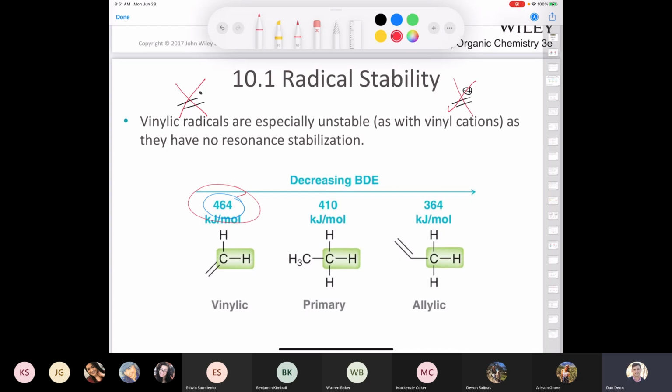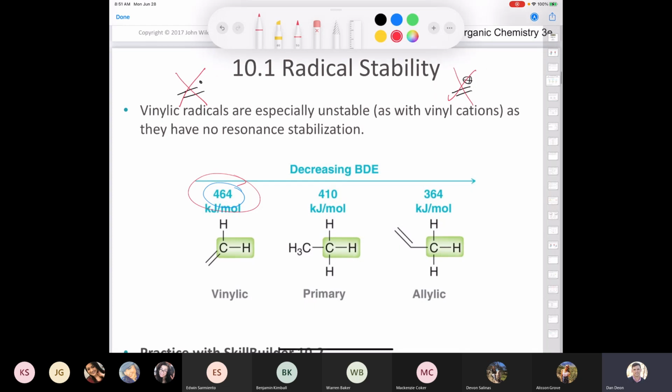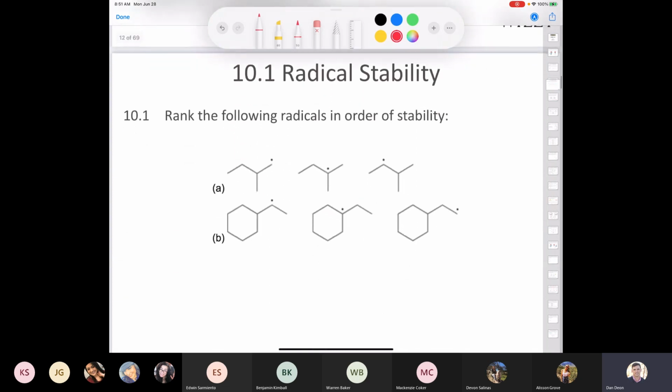Well, with all that in mind, you might be wondering what kind of question I could ask you about all this material you've gone over this morning. Here are some questions. 10.1 A and B just says, rank the following radicals in order of stability. I'm going to call the first one A, the next one B, the next one C. Could anybody tell me out of A, B, and C, the ones on the top, which one would be the most stable?